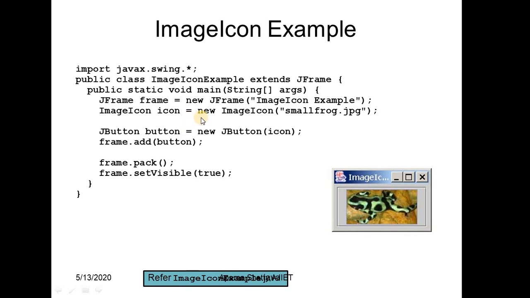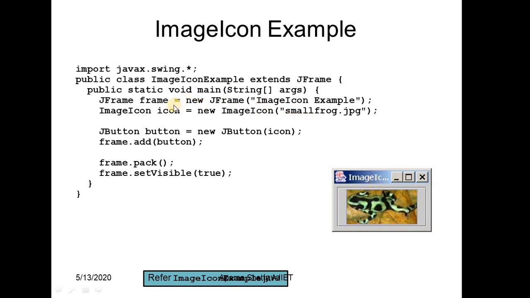I will be creating a button, and to that button I will be adding this icon. Next I will add that button to the frame, and I will set the visibility to true. Here basically, first you created a new frame, that is ImageIconExample.